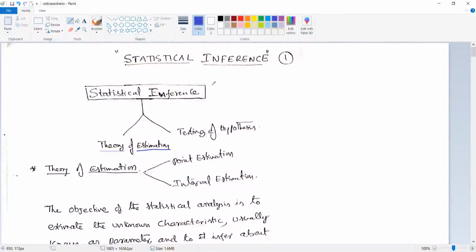Statistical inference can be broadly classified in two ways. First one is theory of estimation. Second one, testing of hypothesis. These two are very important from the nationwide and regional-wide examination point of view. They are very important topics, with more weightage in the nationwide university examination.